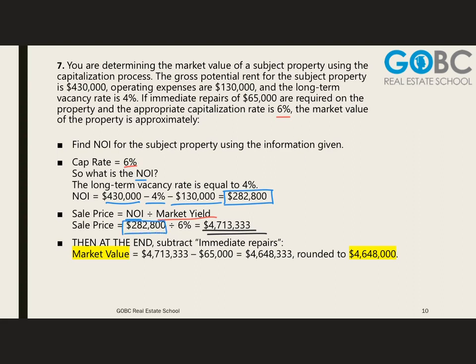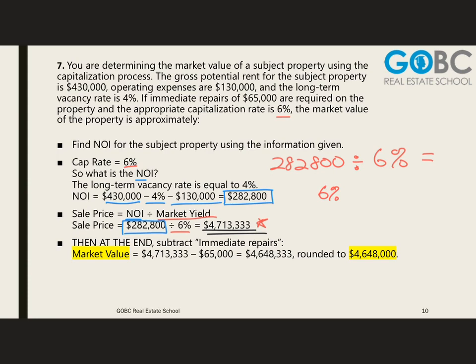So you get $282,800 for your NOI. You divide that by 6, and again, you have to remember when you're plugging that in, you're going to actually plug it in using that percent key. So 282,800 divided by 6% equals will give you your $4,713,333.